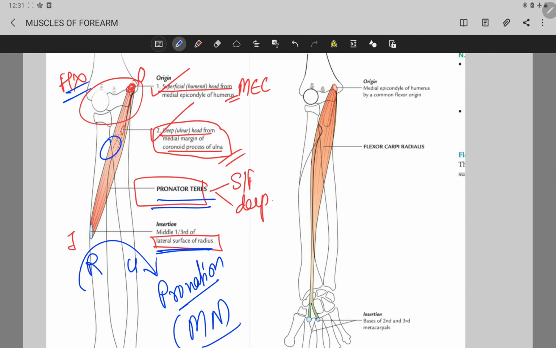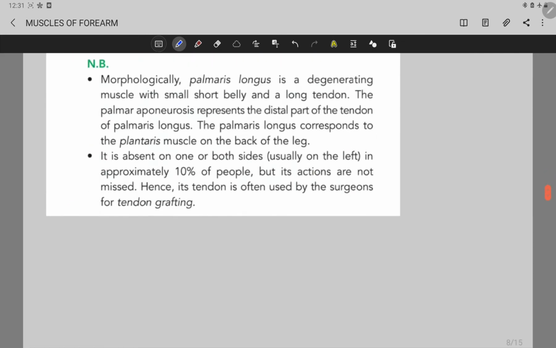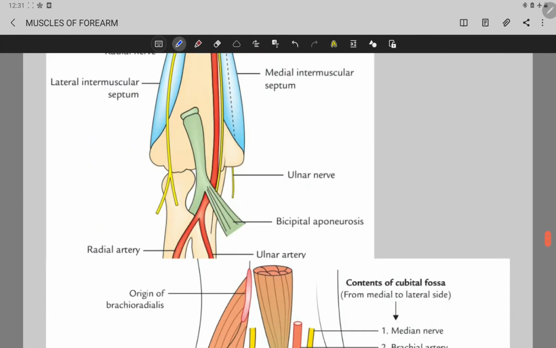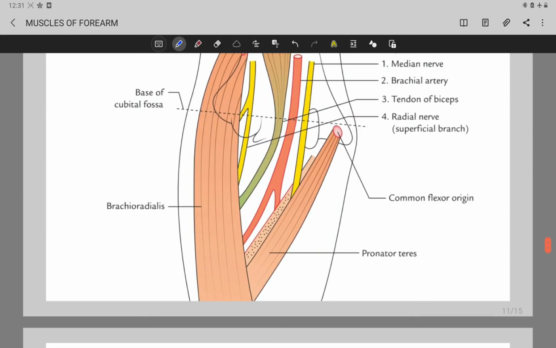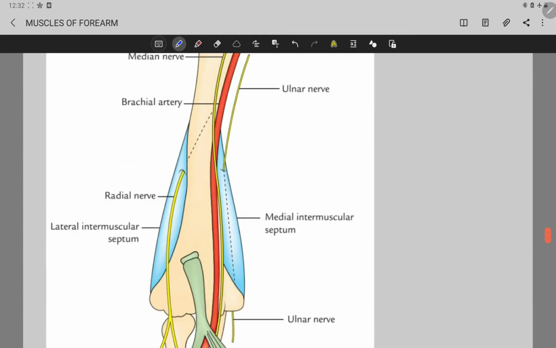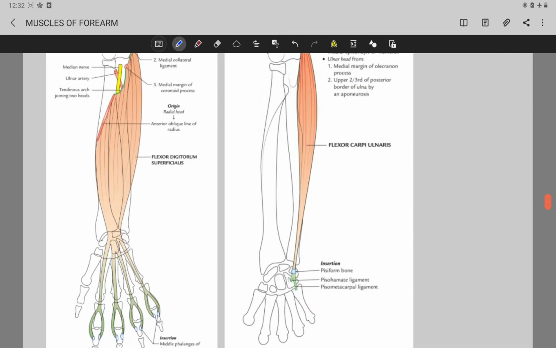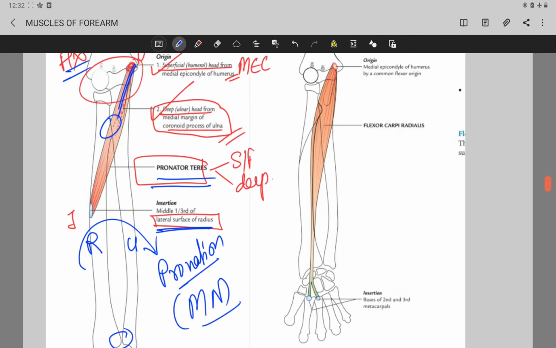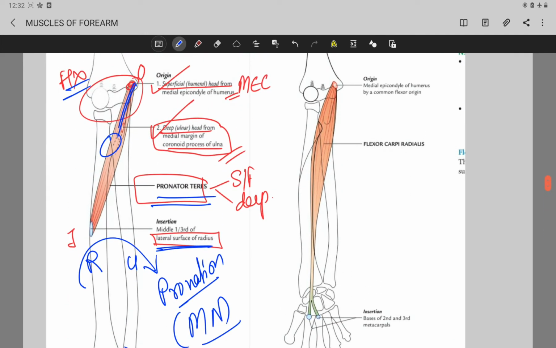Pronator teres forms the medial boundary of the cubital fossa, then crosses the anterior forearm and attaches laterally on the radius. Here you can see the cubital fossa. The medial boundary is formed by pronator teres, and the lateral boundary is by brachioradialis. So this is the basic about the pronator teres.